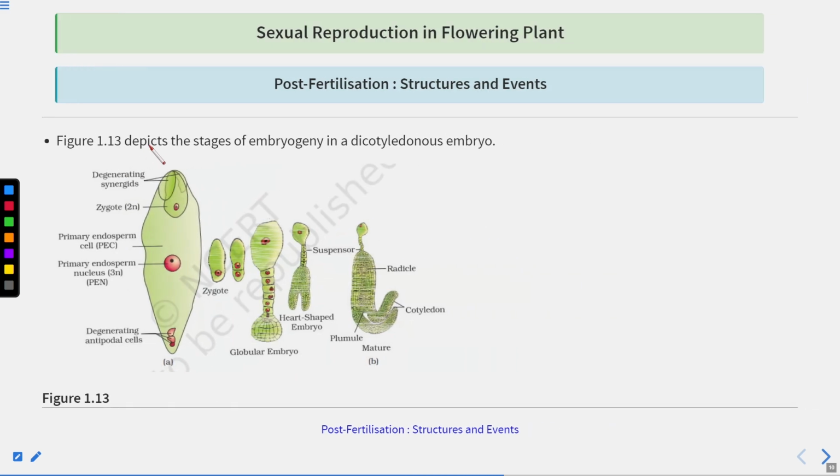Now these are the stages. So this image depicts the stages of the embryogeny in a dicotyledonous embryo. So we are talking about the dicots here. So in this image, you can see, so this is the condition of the embryo sac after the fertilization. Okay, what is A? This is the condition of the embryo sac after the fertilization.